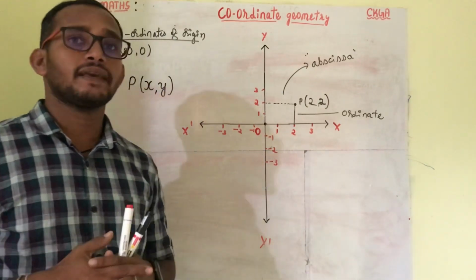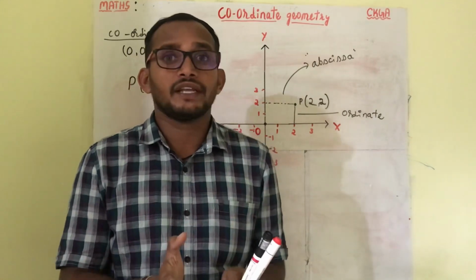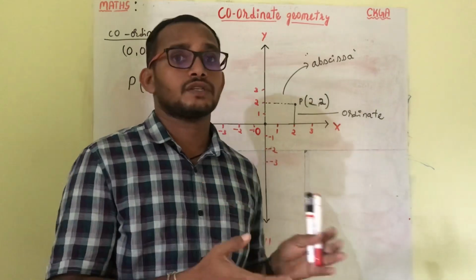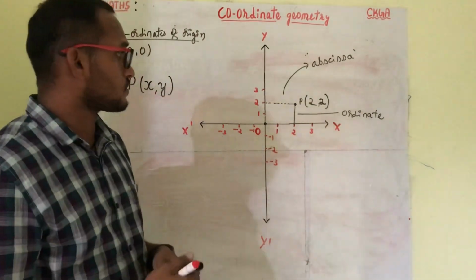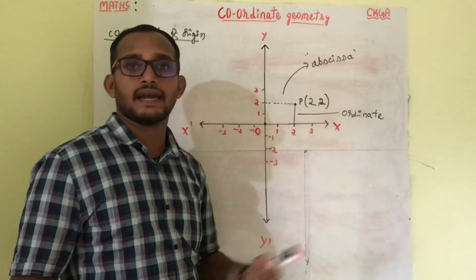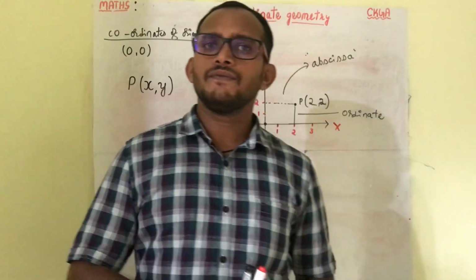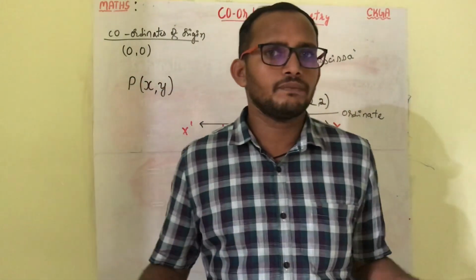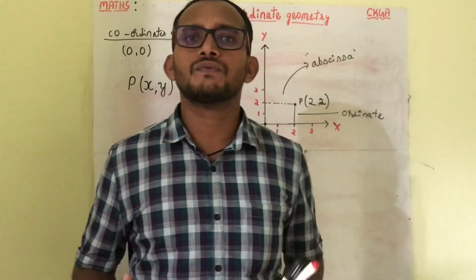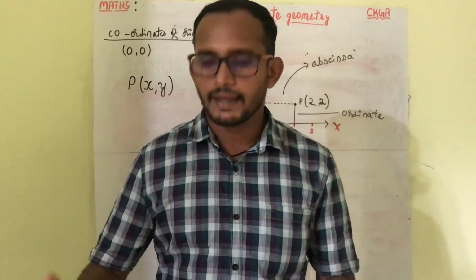So this was the basic. You must know about abscissa, ordinate, the y coordinate and x coordinate, and how you recognize the distance from the x-axis and y-axis. All of this you already learned in 8th and 9th standard classes. So what are we going to learn in this academic year?